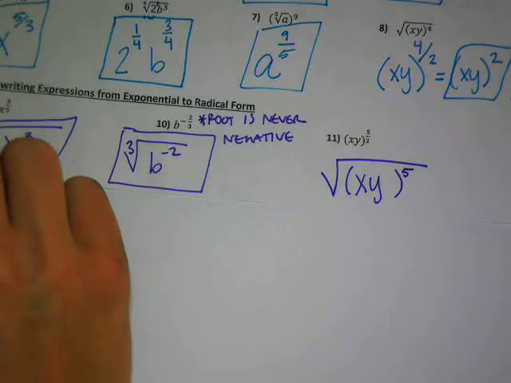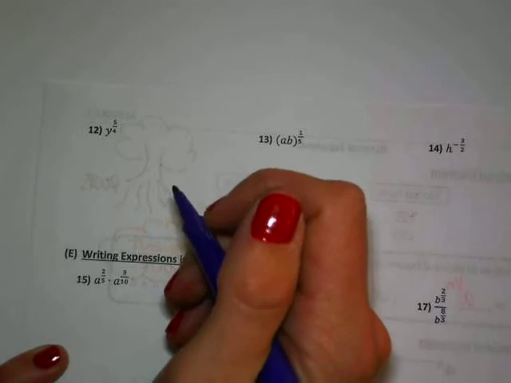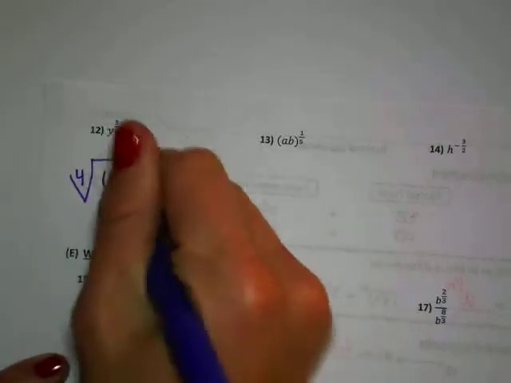All right, can I flip it over? All right, on the back. So, someone want to tell me what this one is? Number 12. 4th root of y to the 5th.